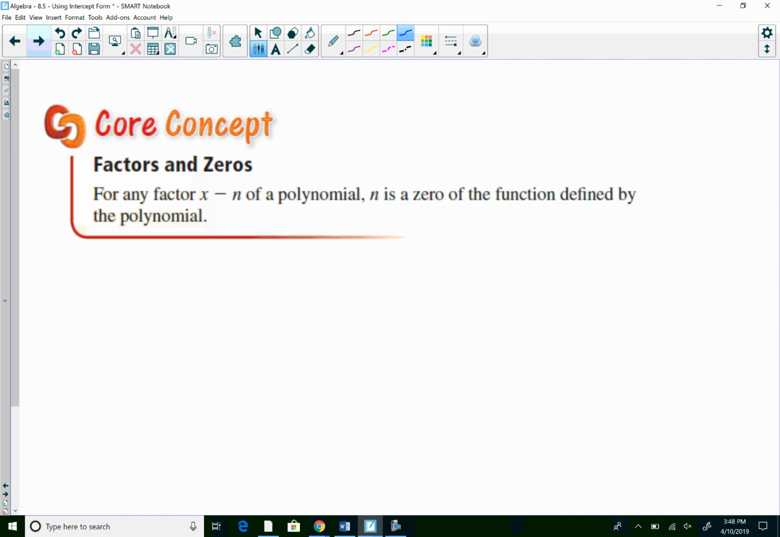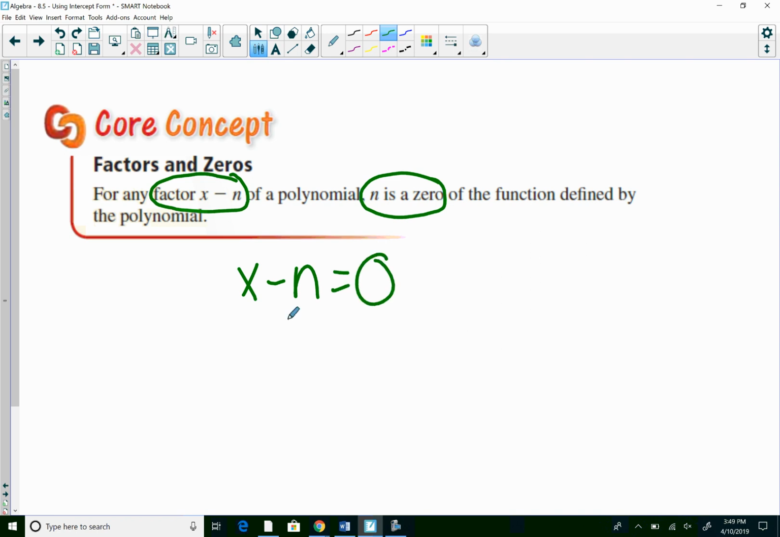Okay, now, factors and zeros. So you can see this core concept right at the bottom of your sheet there. For any factor that's in the form of x minus n, n is a 0 of the function, okay? So this is basically saying if we have x minus n, if we set that equal to 0, your 0 is just going to be n. Like n is just your factor, okay? That's all this is really saying.